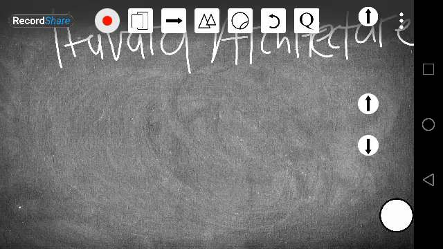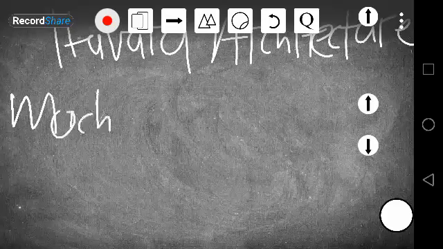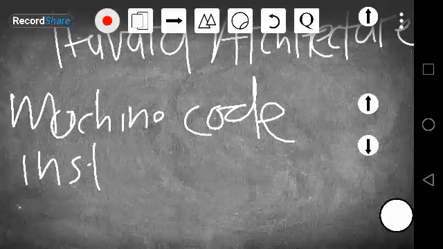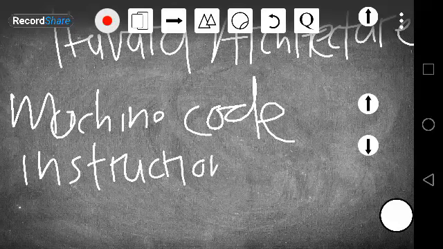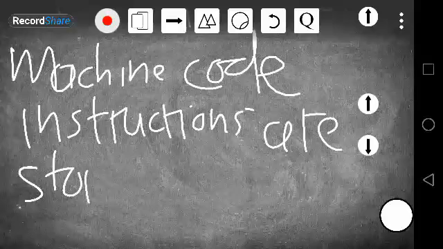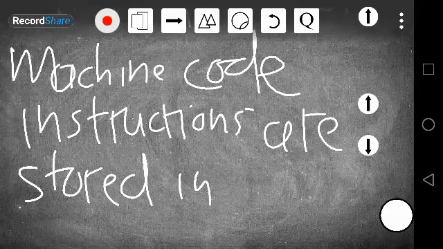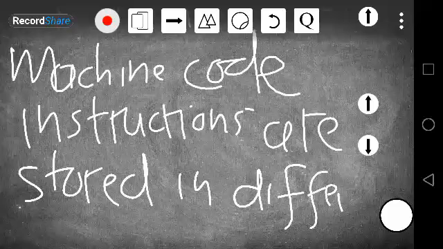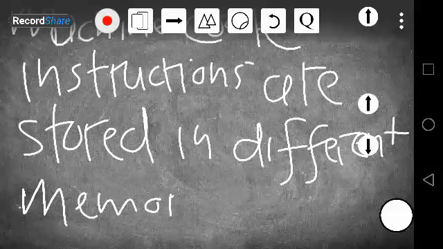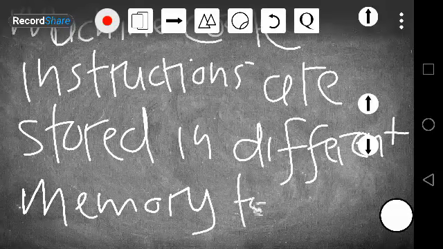So in Harvard architecture, machine code instructions are stored in different memory to data.